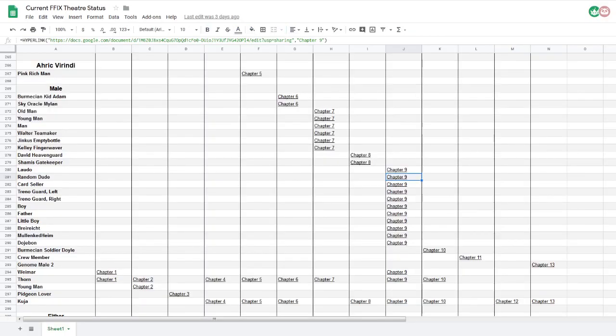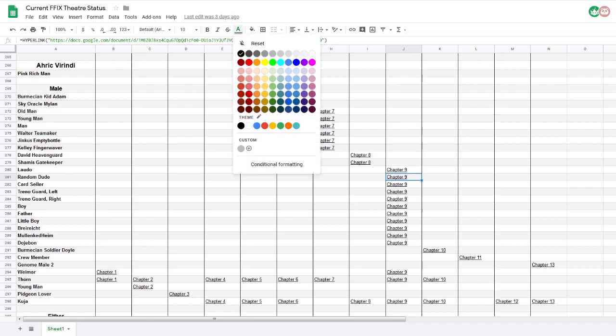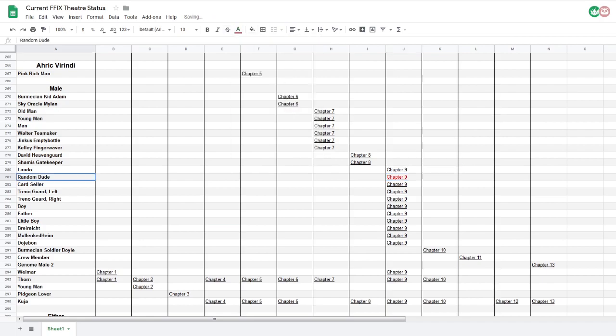Then I'll go over here, look at random dude, and I'll go ahead and be like, well, his lines for that chapter are done. And because those are all his lines in the game, that role is done. Make sense? That's basically it. That's the whole system in a nutshell.